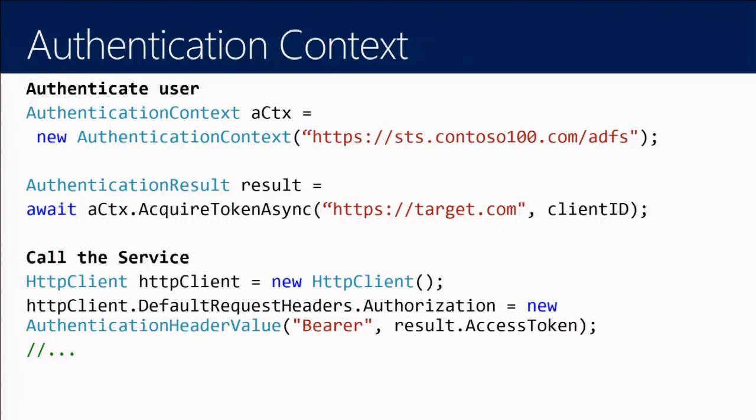So the first line there is showing setting up the authentication context. And this is pretty simple. There's just a base namespace that you can use. In this case, stscontoso100.com is the ADFS instance that's running out there. So I can point to that. And then that allows me to use that context to request an access token. The first parameter there is the identifier for the resource that I'm accessing. So I'm saying I want to get an access token for target.com.